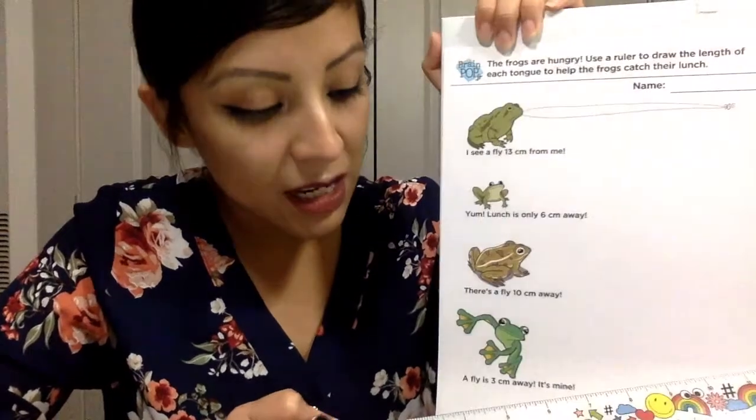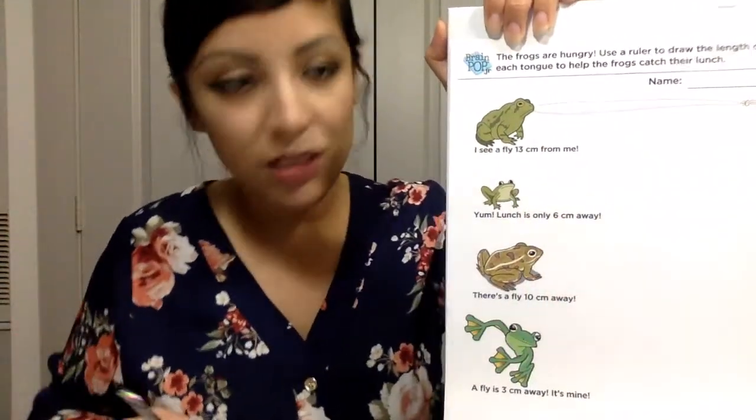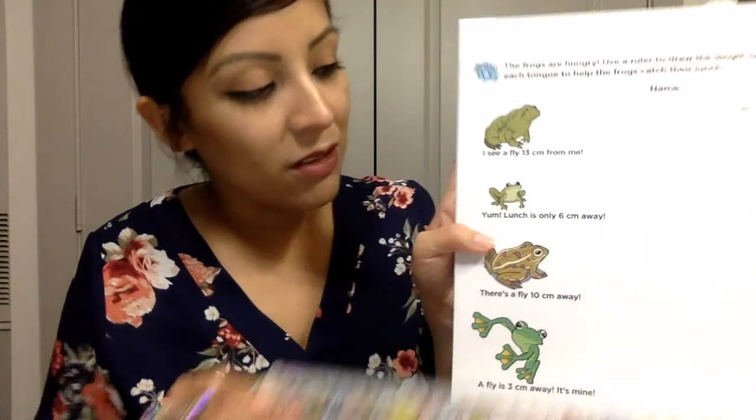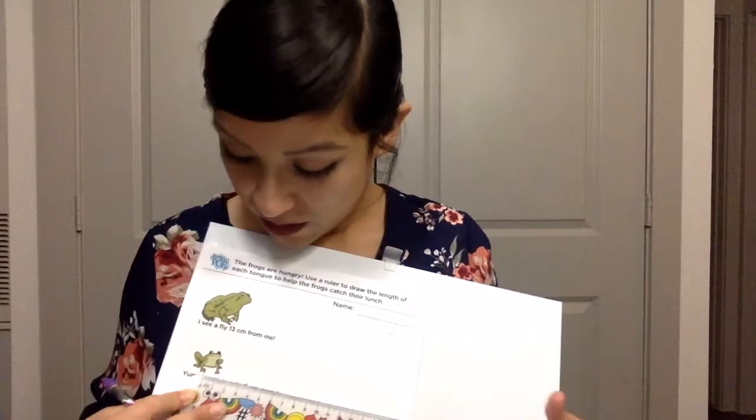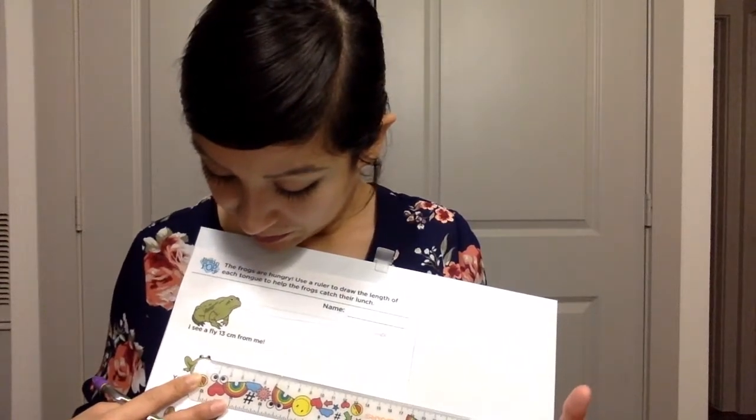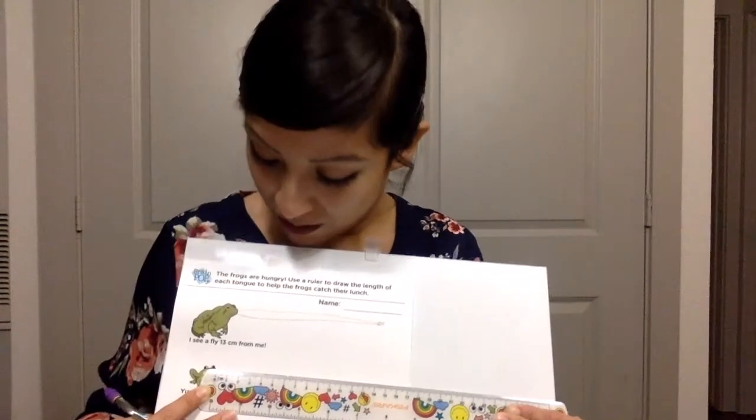Where would I line up the edge of my ruler in centimeters? You're right, at the 0. And I will put it at the edge of my little frog's mouth. So you can do this for us. Good job. You line it up right at 0.